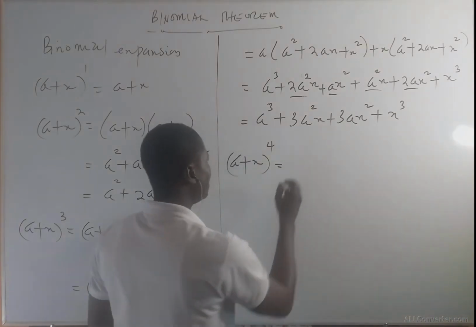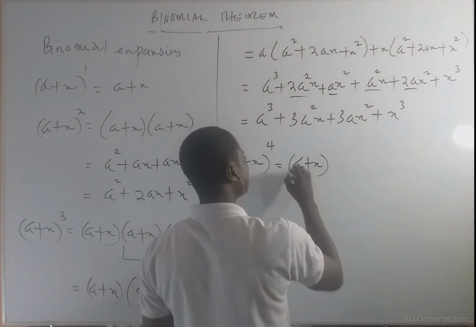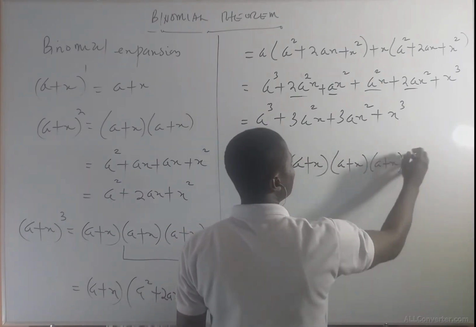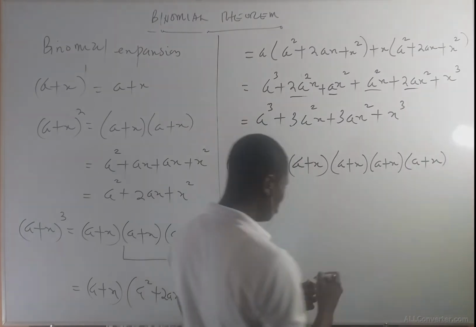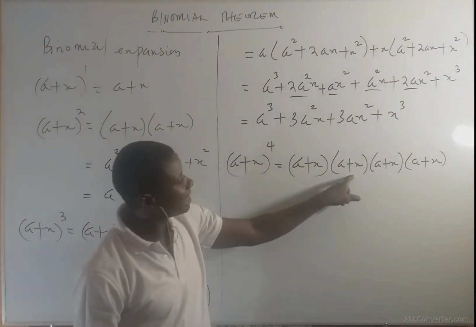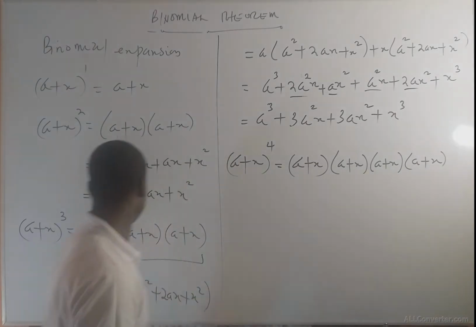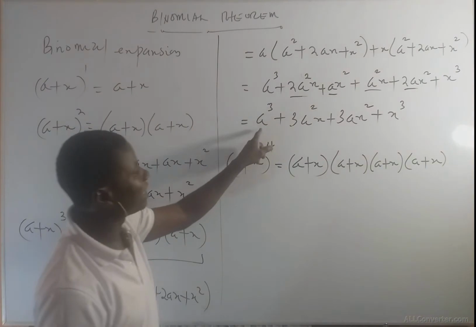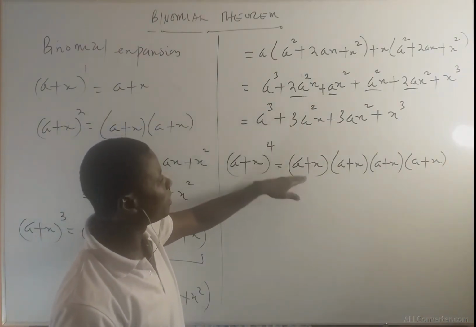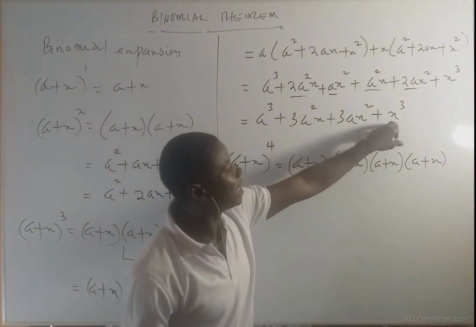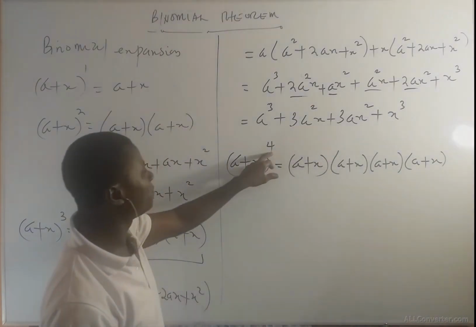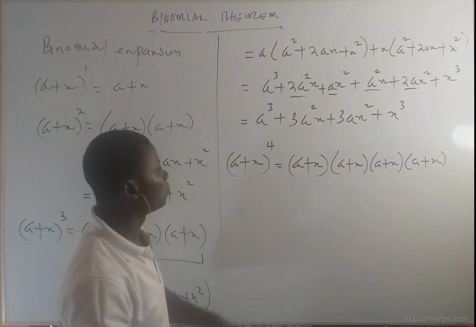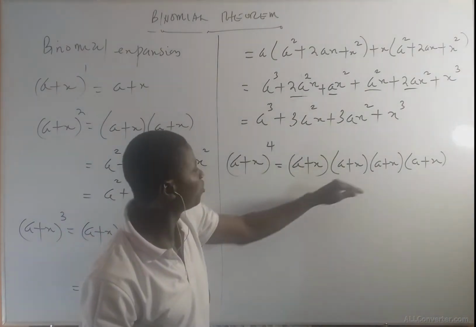Then it means that we are going to multiply a plus x by a plus x by a plus x by a plus x. And you know that a plus x times a plus x times a plus x is the expansion. That's what we have here. So we are now going to multiply a plus x by all these expansions. That means that as the exponent becomes larger, the expansion becomes tedious. So when you multiply a plus x by this, you also get the answer for this.